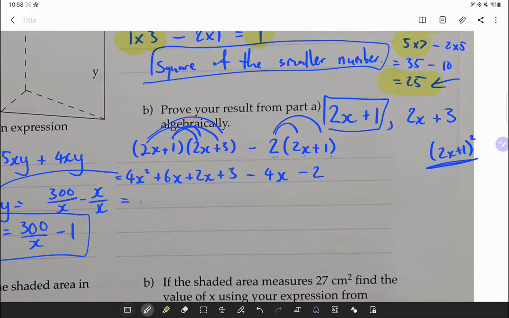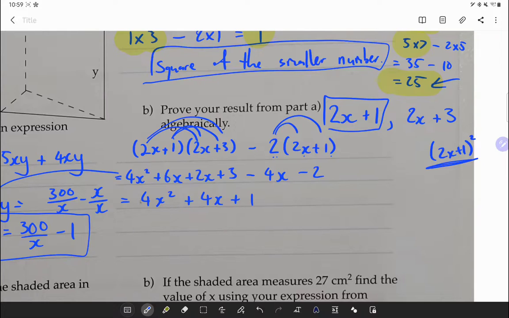That's the equal sign here. Let's just clean it up. Let's bring the like terms together, which brings us to 4x squared plus 4x plus 1. Cool, there we have it.